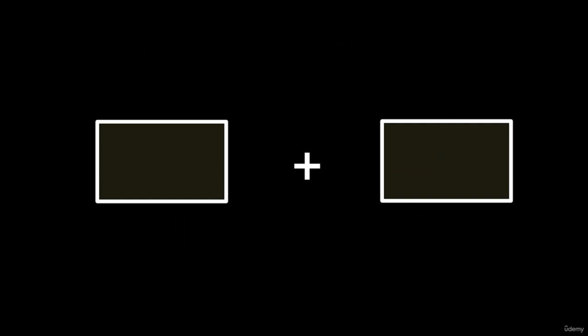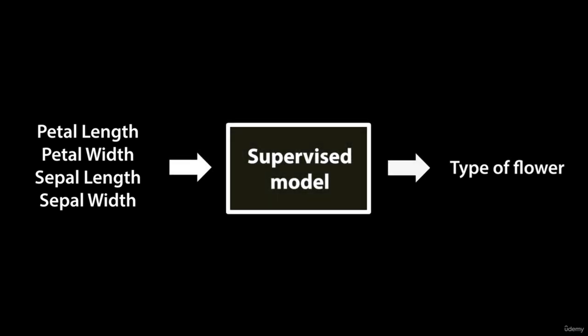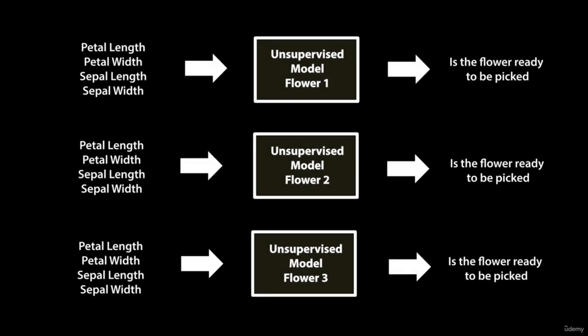Another example could be the use of supervised machine learning coupled with unsupervised machine learning. For example, if we had a training set with the inputs being the petal length, petal width, sepal length, and sepal width of 3 different flowers, and the outputs being the type of flower, we could train a supervised model to classify a flower based on its sepal and petal lengths and widths, and then combine this with 3 unsupervised models, which would be able to predict the flower's age and whether it was ready to be picked or not. The original dataset does not have the outputs of the flower's ages, so to find this, we would need to use unsupervised learning.